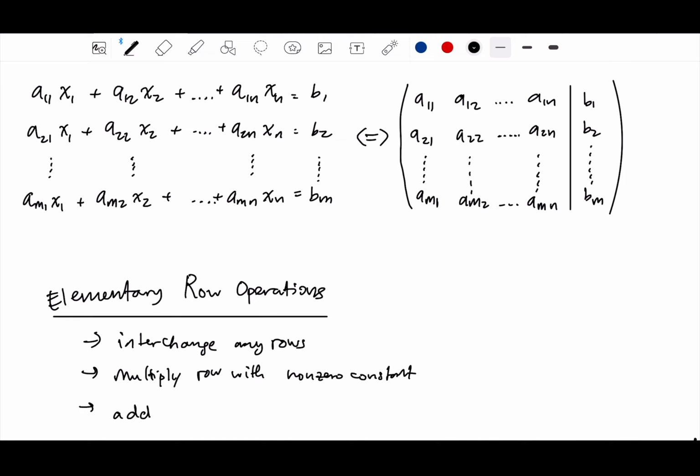And then add a non-zero multiple of one row to another row. So maybe row 1 multiplied by 2, and then minus row 3, or add with row 4 or any row. Okay. So you can do all these three operations. And you can multiply first and then subtract, or you can interchange rows first and then subtract. It can be any of these three. So it's up to you. The goal is to find a solution.